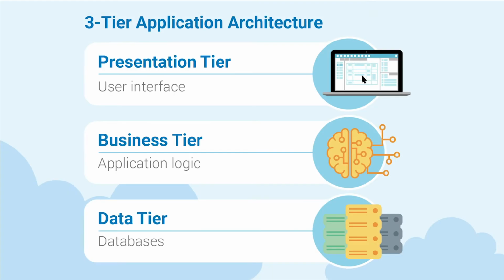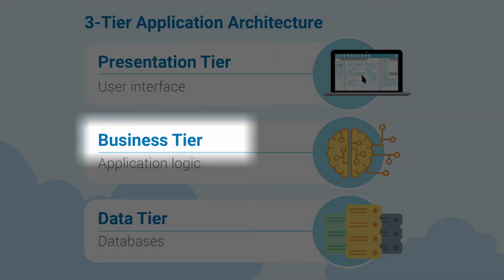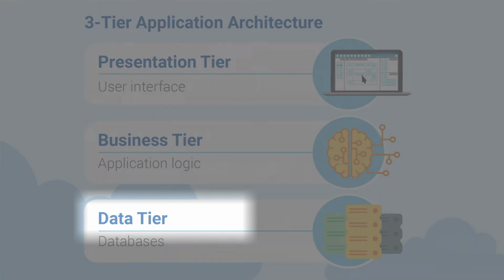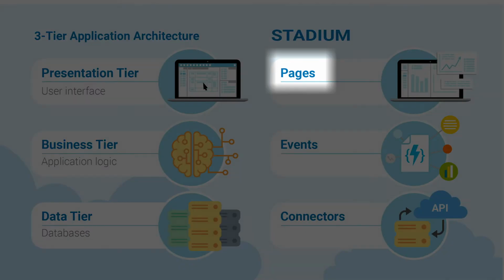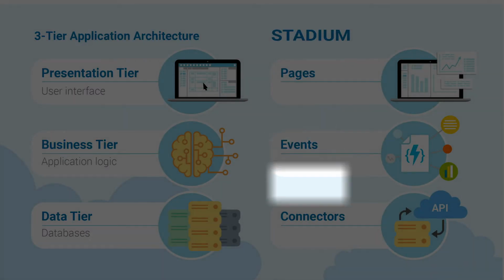Welcome to Stadium, a versatile web application development tool to quickly produce data-rich web applications. Stadium applications are based on the concept of three-tier application architecture. This architecture commonly has a front-end, a logic tier, and a data tier. In Stadium, these three tiers are known as pages, events, and connectors.